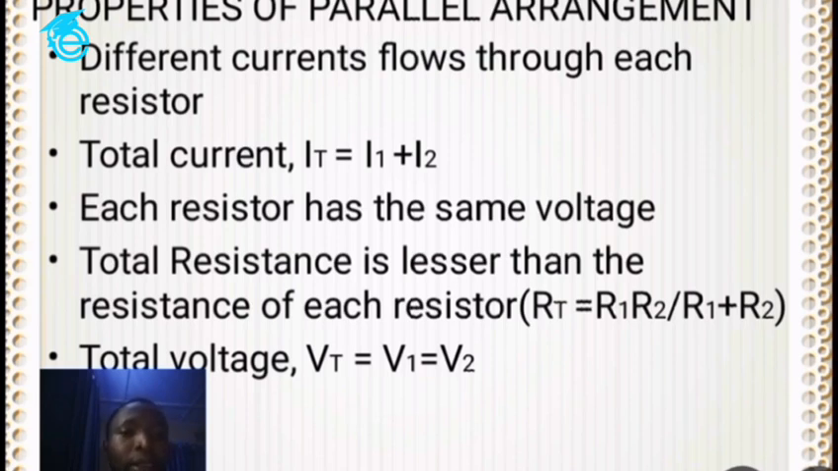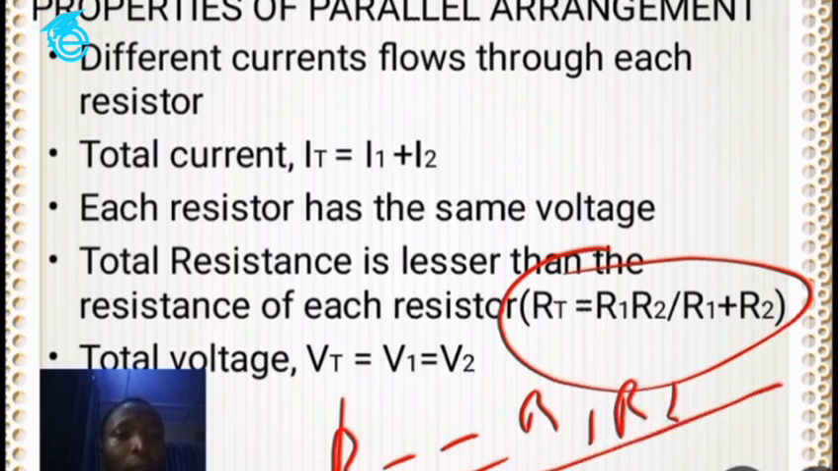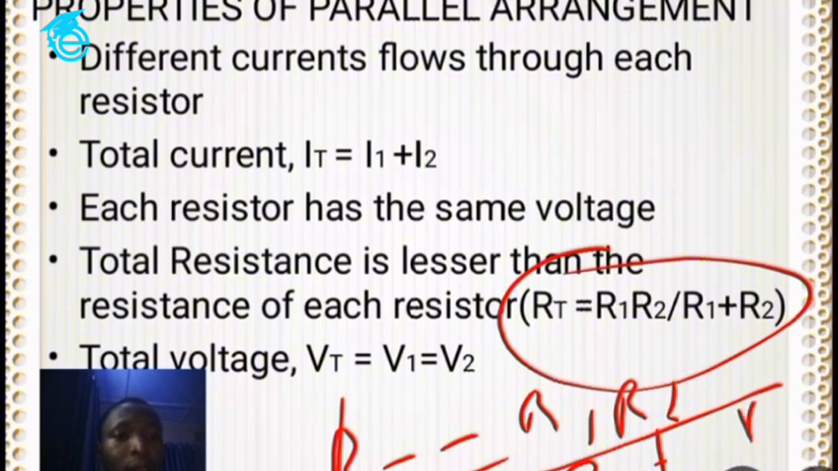So by formula you can see that RT, which is the total resistance, is equal to R1 times R2 over R1 plus R2. Alright? So that's it. The total resistance is always lesser than the individual resistance, unlike the series where the total resistance is greater than the individual resistance.